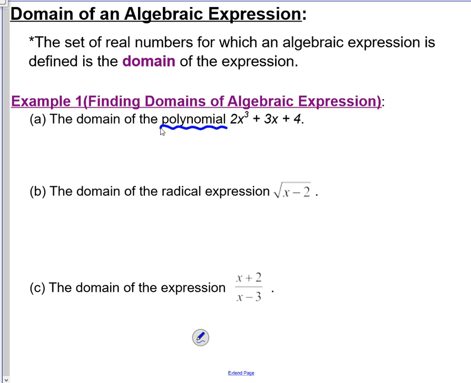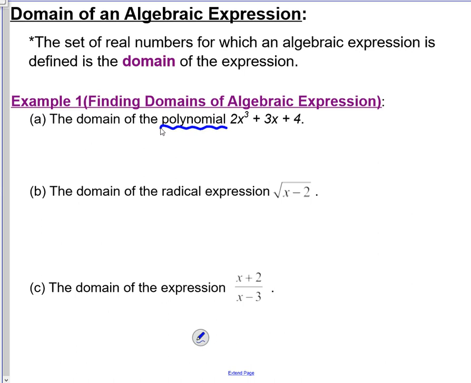I want to know what numbers, negative, positive, zero, fractions, decimals, irrational, whatever you want to come up with, what numbers can you actually plug in for x within that polynomial? Well, they gave us a huge hint by calling it a polynomial, because you shouldn't be able to come up with anything that you cannot use. Polynomials allow you to use all real numbers.